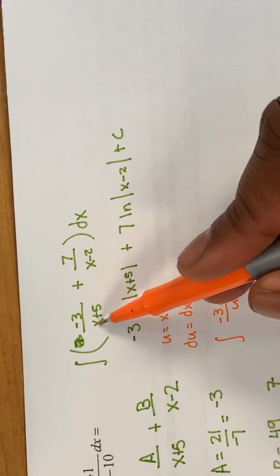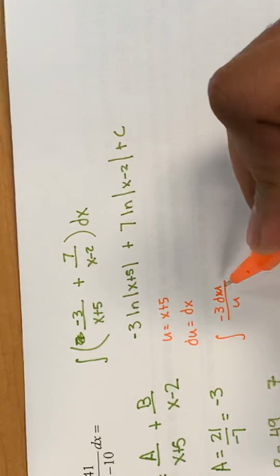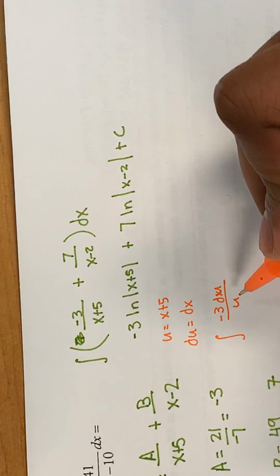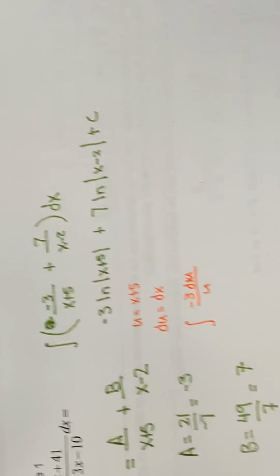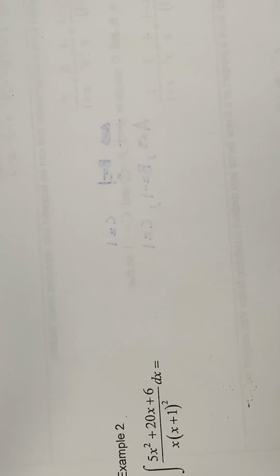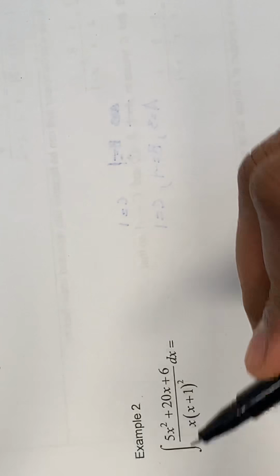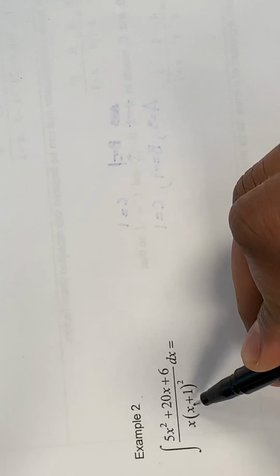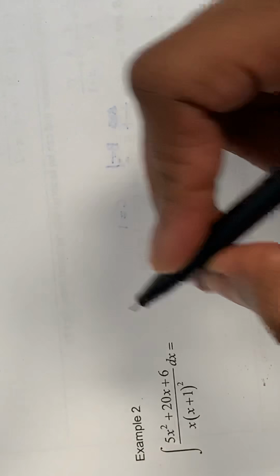It's unnecessary because the derivative is just 1, and we know since this is du over u, we're going to get a logarithm. So moving to example 2, we're going to actually have to do some algebra because we have this repeated factor. So we're going to have (5x squared plus 20x plus 6) divided by x times (x plus 1) squared. So (x plus 1) squared is a repeated factor.